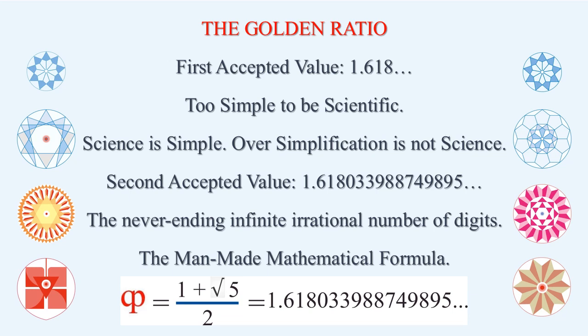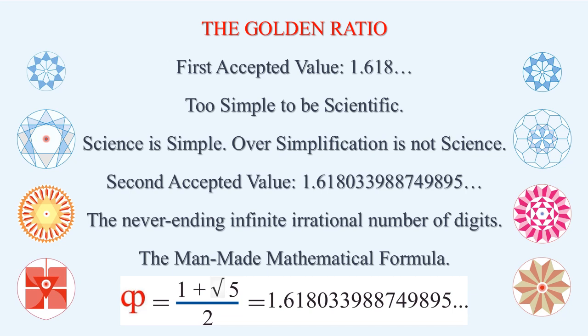To simplify that, mathematicians of the world have worked together on a man-made formula. I call it a man-made formula, not a divine formula. I have a reason for that. And they put 1 plus square root of 5 divided by 2, which is equivalent to 1.6180339887498895, and this is it. Now, great mathematicians are still going and finding new and newer digits.